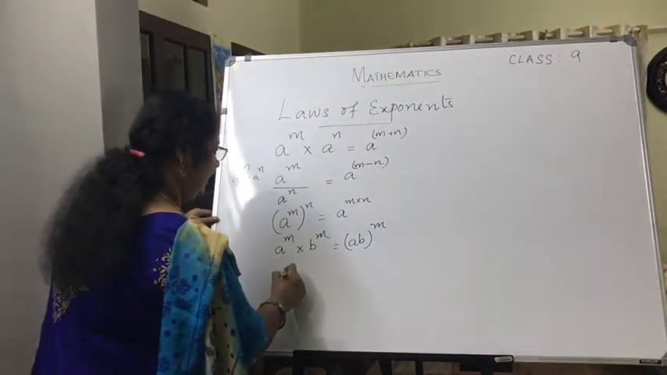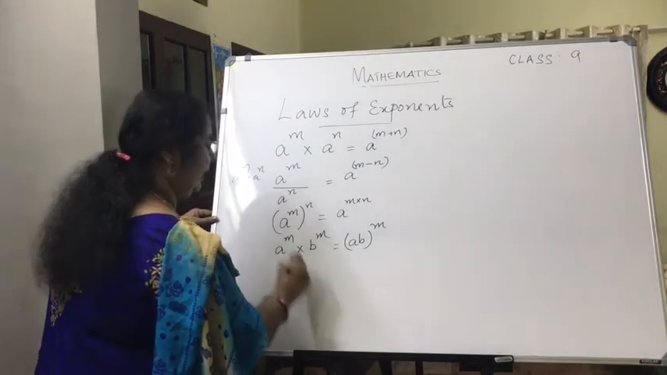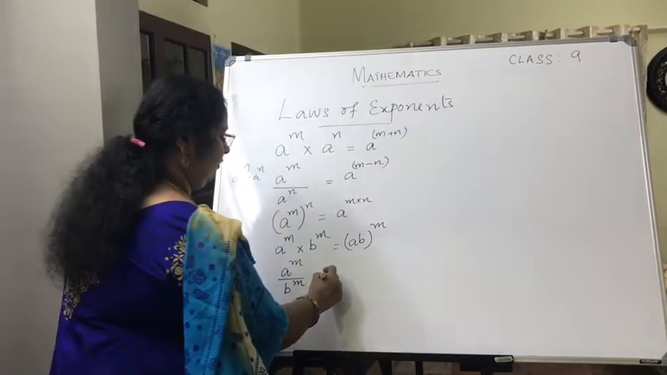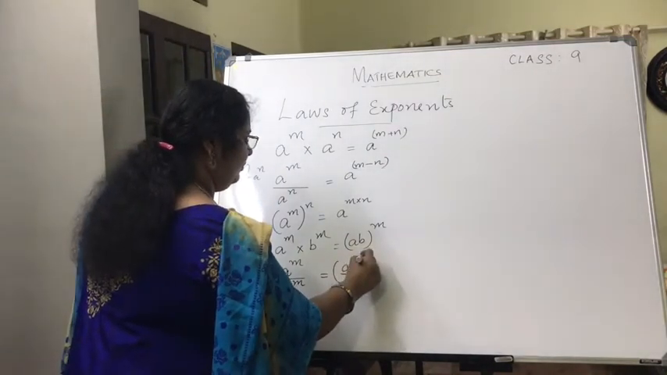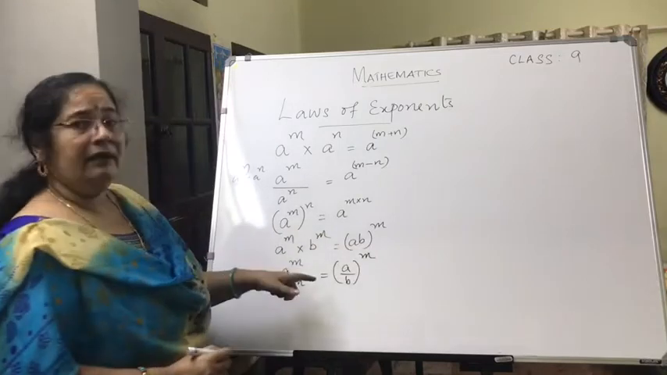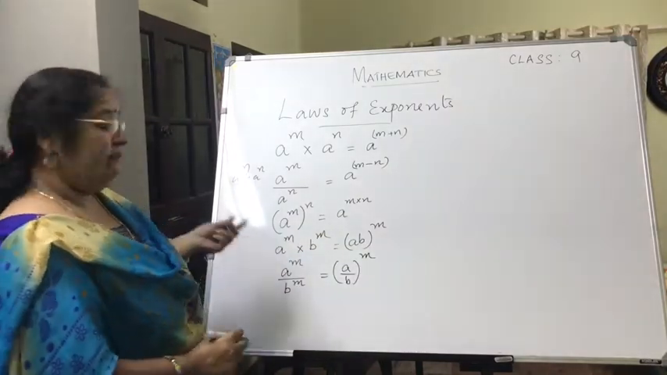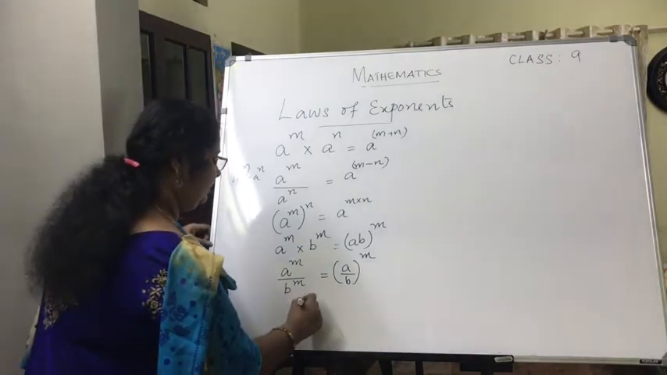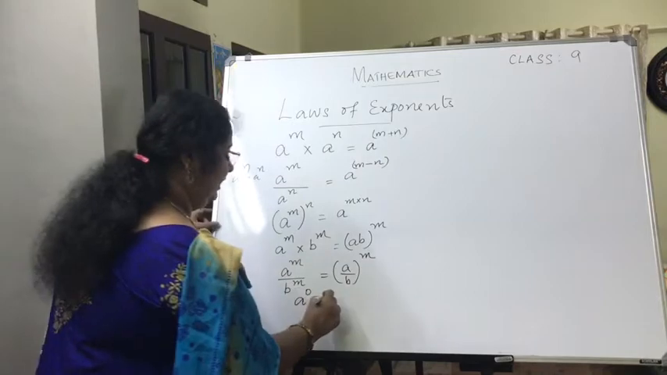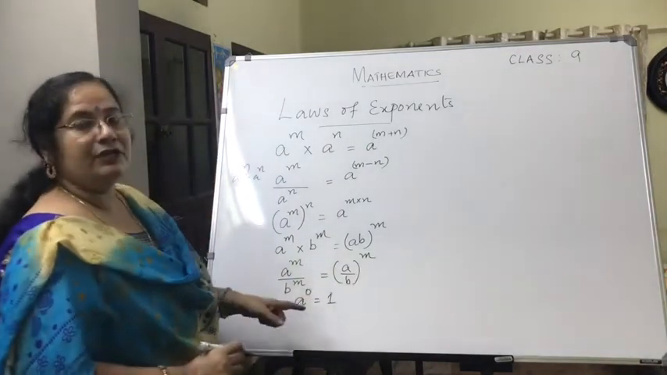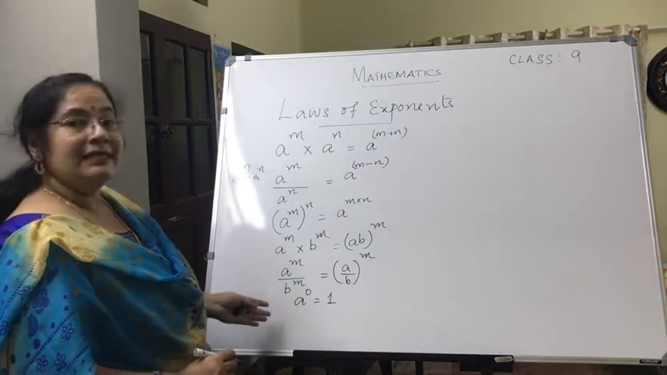Same thing, a raised to m divided by b raised to m will be equal to a by b the whole raised to m. A divided by b the whole raised to m. Then we have learned a raised to 0. Any number raised to 0 is equal to 1. A raised to 0 is 1. And this you have learned in class 7.